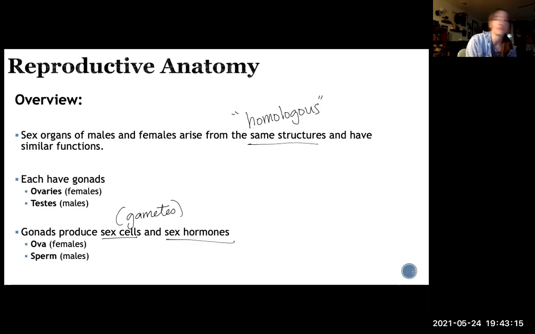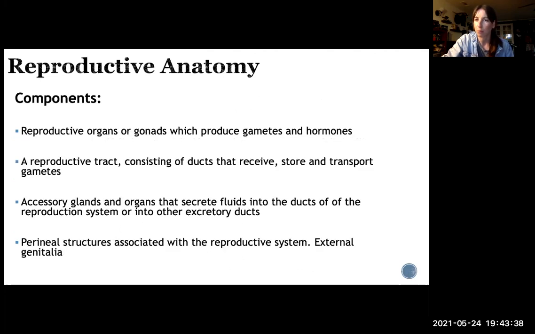They also produce sex hormones. Estrogen is in both males and females. Testosterone is in both males and females, androgens. Progesterone is specifically female and produced by the ovaries. But other than that, we have just different proportions of sex hormones.